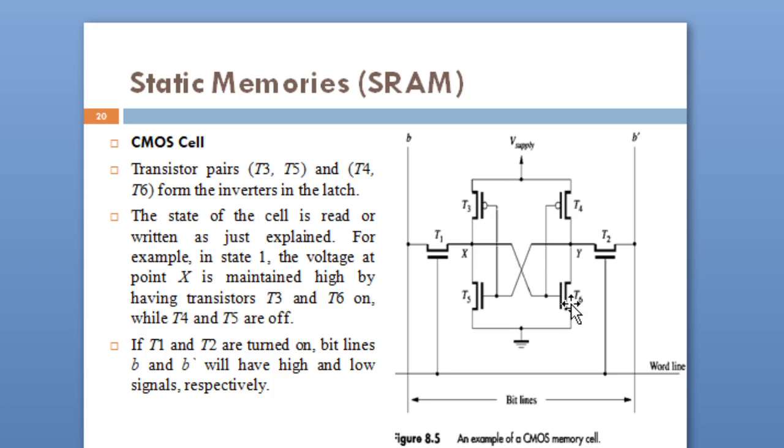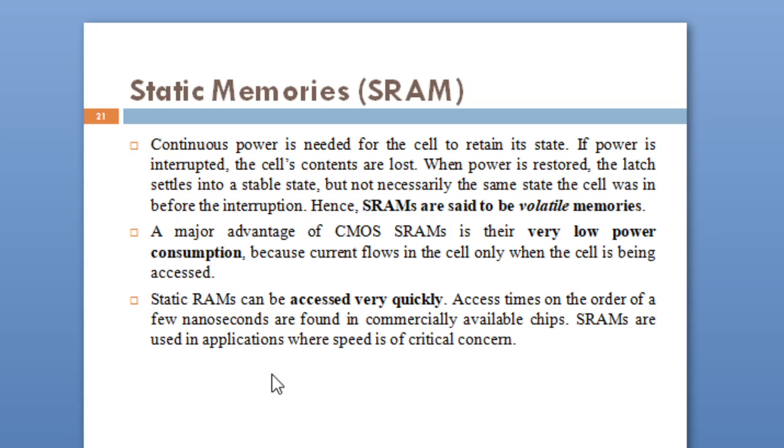These two transistors should be on, and T4 and T5 should be off. If you want to store logical value 0, then T3 and T6 should be off and T4 and T5 should be on. If T1 and T2 are turned on, bit lines B and B dash will have high and low signals respectively. This is how the CMOS cell works.